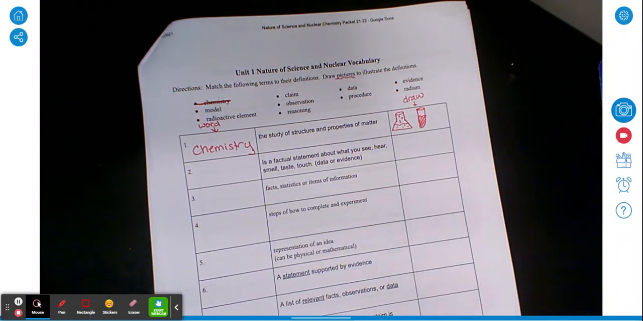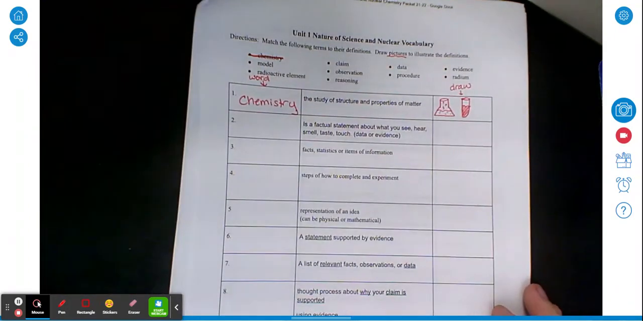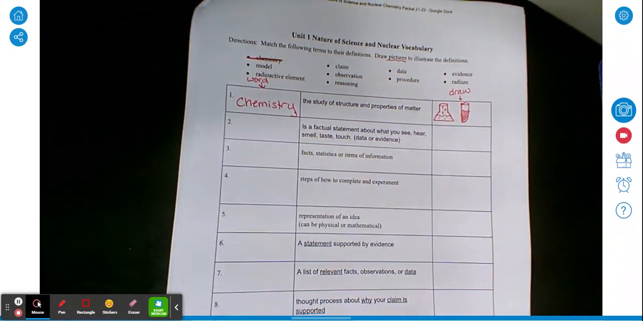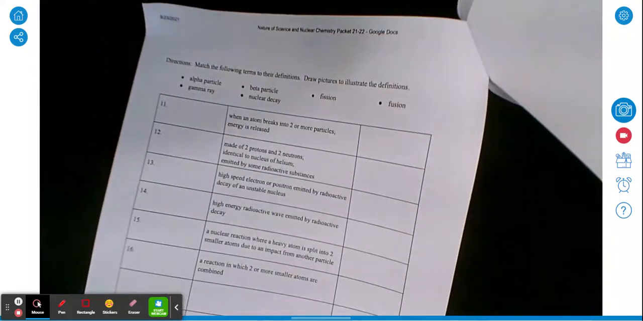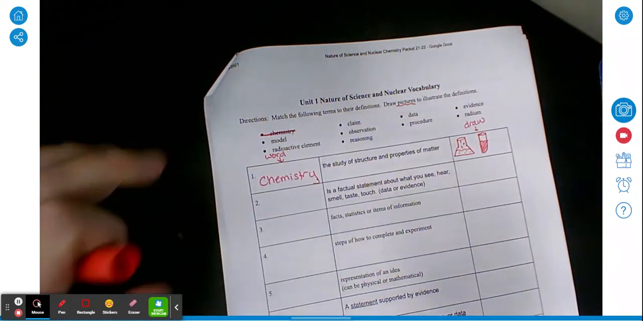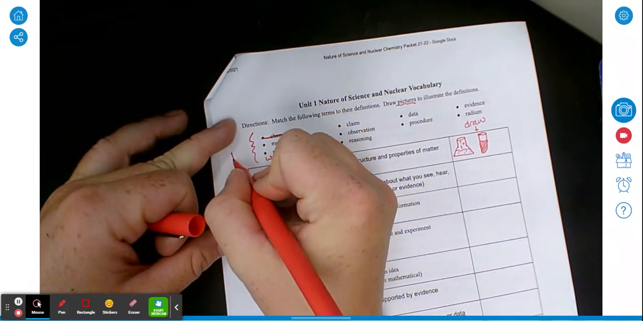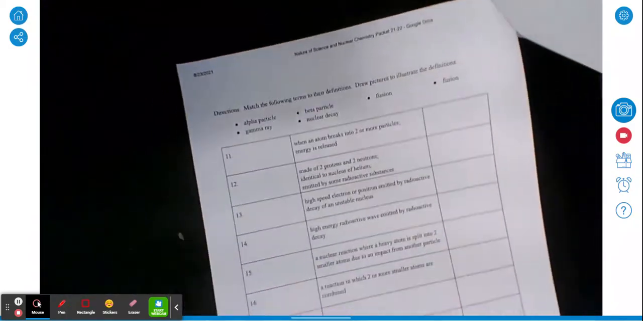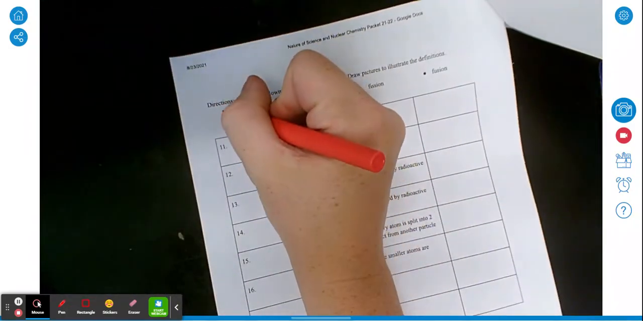All right, your task for today is to finish pages 5 and 6. So page 5 goes with all of the words on page 5. Page 6 has its own set. So the words that are on page 6 are only going to be used on page 6. So these terms are for 1 through 10. Don't need to worry about finding them on the back. And then these terms are for 11 through 16.